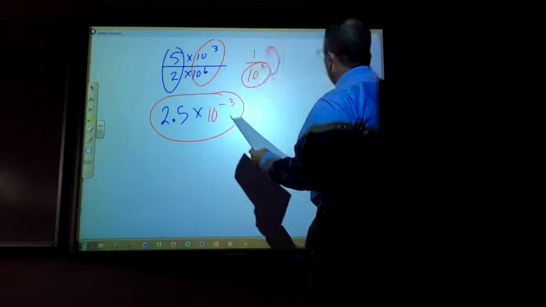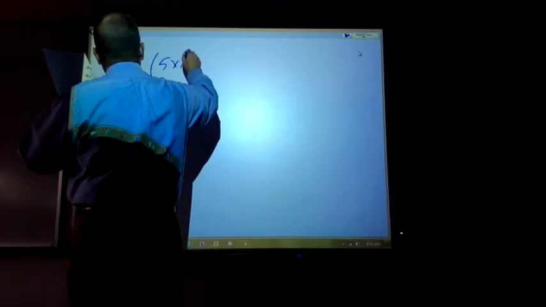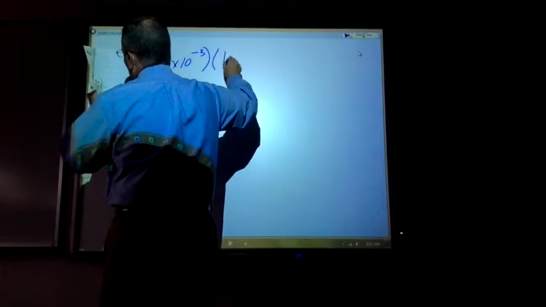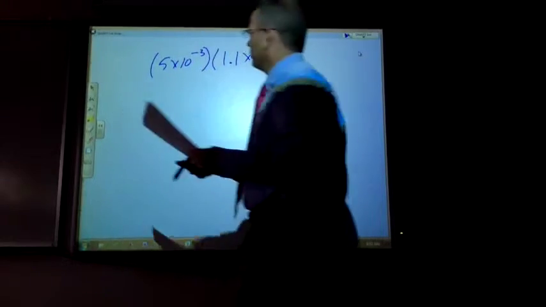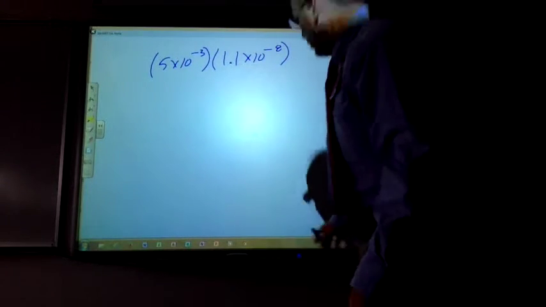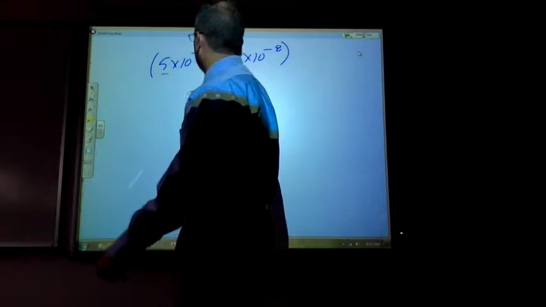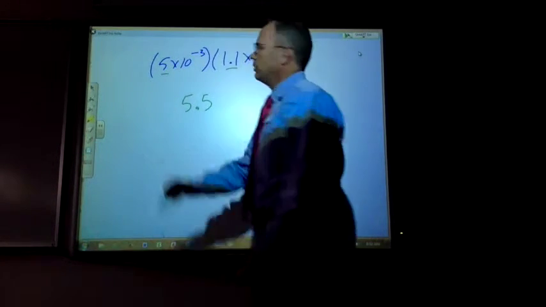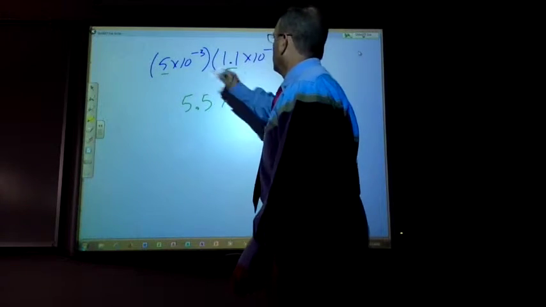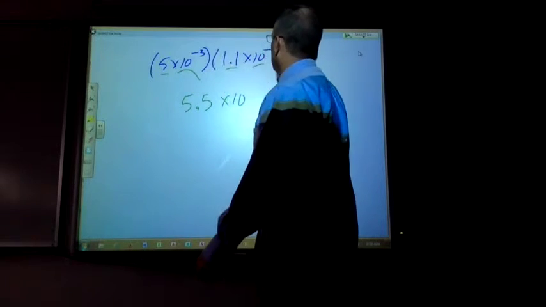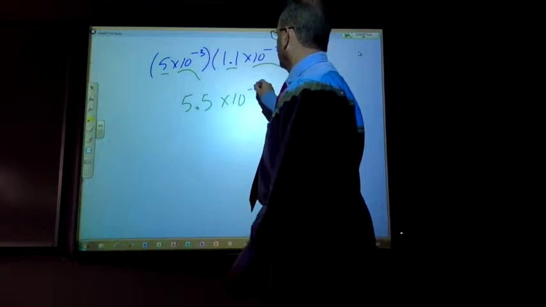So problem number 13 from the review. I have 5 times 10 to the negative 3, and then I have 1.1 times 10 to the negative 8. Still with me? So I'm going to multiply the 5 and the 1.1 together. 5 times that is going to be 5.5. Is that okay so far? Times 10, like bases, add the exponents. Negative 3 added to negative 8 is negative 11. Done.